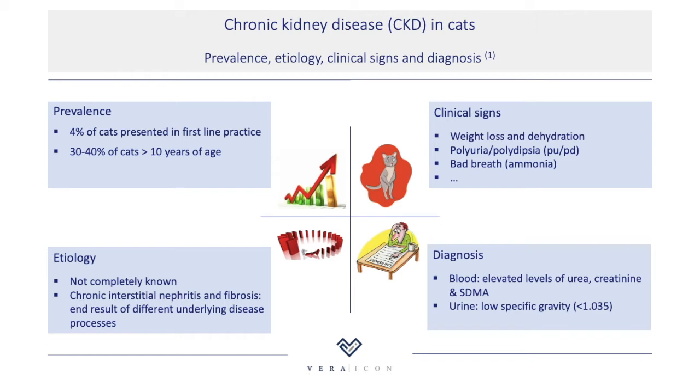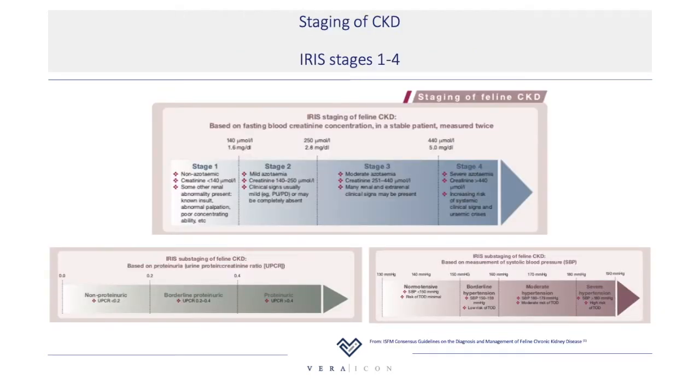To diagnose the disease, we take a blood sample and a urine sample. In blood, we will be looking for elevated levels of urea, creatinine, SDMA, and if we can show azotemia in two separate blood samples taken a few weeks apart, we're almost sure that there's CKD present. And in the urine, we will be looking for a low specific gravity. Of course, we have to rule out other causes of pre-renal and post-renal azotemia.